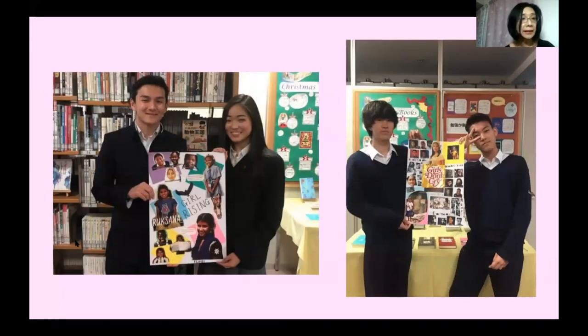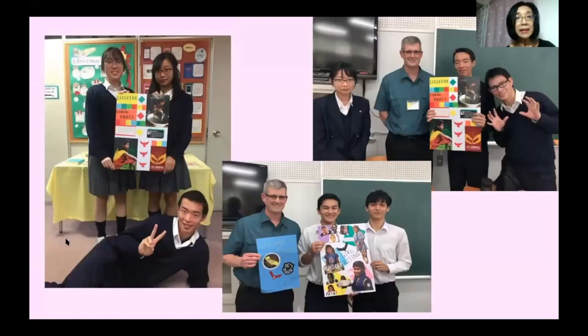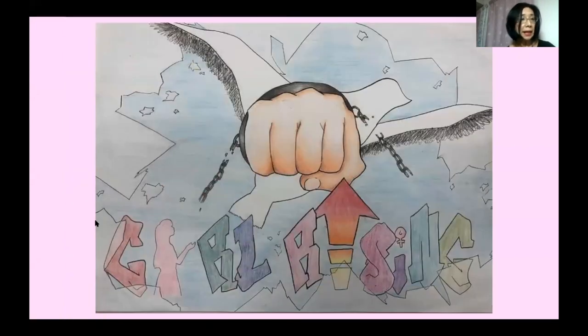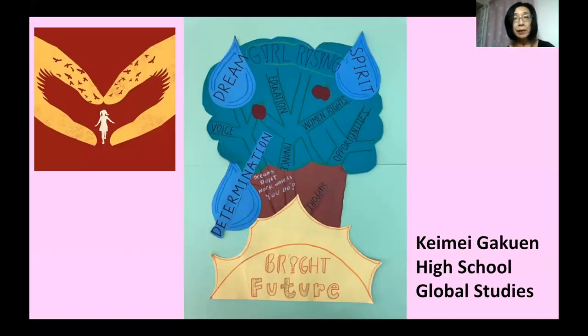Next slide. As the final product of the Girl Rising in class, my students created posters. Next, please. In December, Allen, the teacher of Sunburst Academy in California, visited our school so we could meet him in person. Through Girl Rising, my students were ready to stand up and take action. Girl Rising certainly taught us how to be global citizens. The students have learned how education is important and has the power to change one's life.